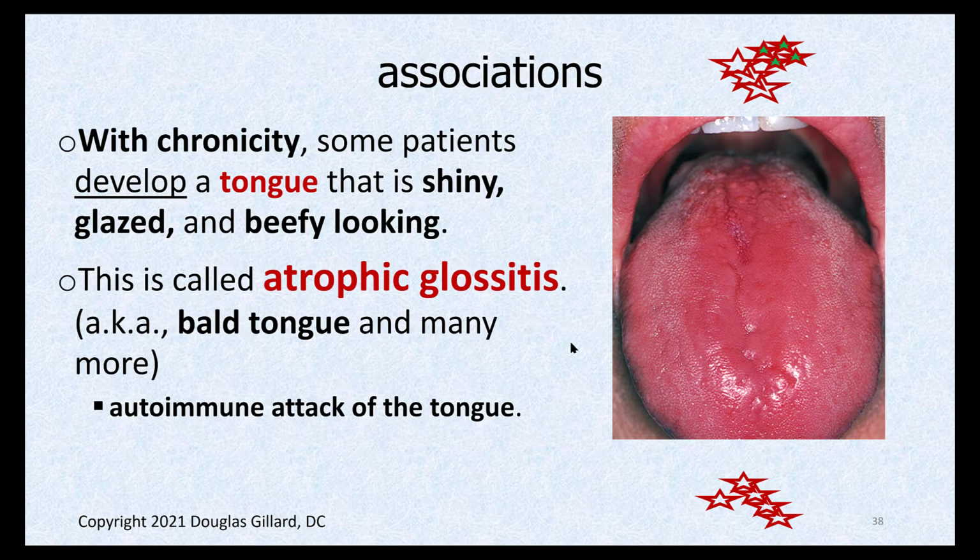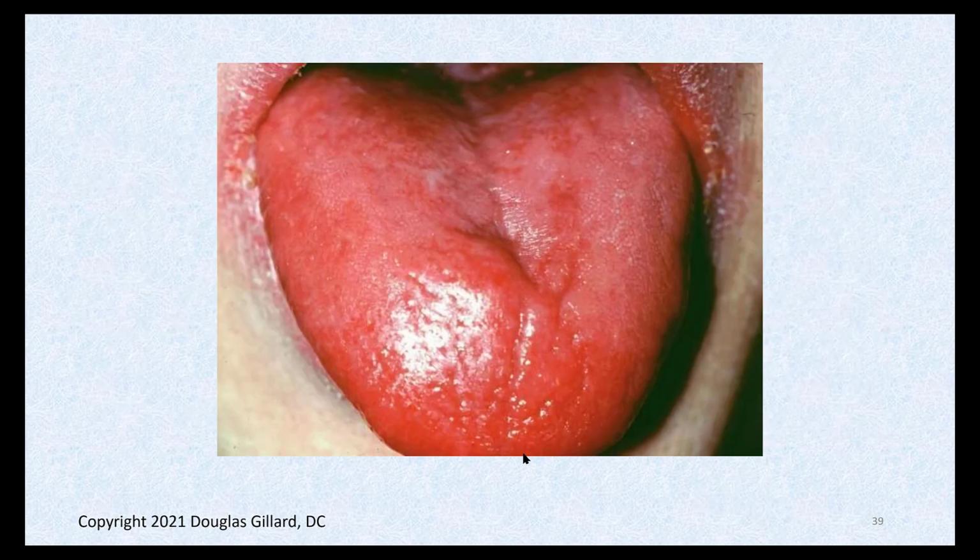There's the one you were looking at before. So you can also have an autoimmune attack against your tongue. And it makes the tongue look like this. That's called a bald tongue. It's lost all the markings and the papillae in there, and it's red and inflamed. That's called atrophic glossitis, and that's an autoimmune attack. Your own body is attacking your tongue. Another picture of it.